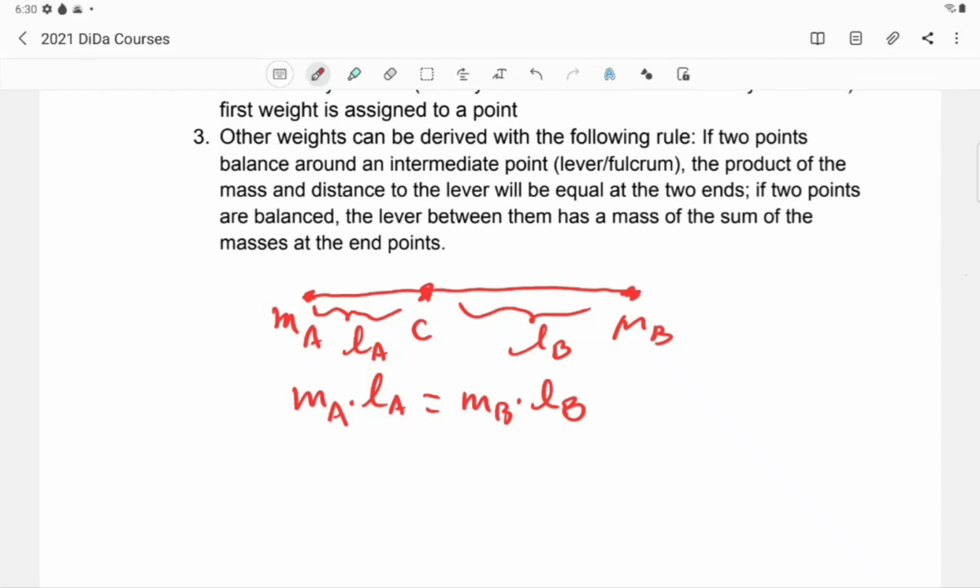In other words, if you know a little bit of physics, if this is satisfied, then the center of mass of A and B is what? Can somebody please quickly tell me? If this is satisfied, the center of mass of A and B is just what?